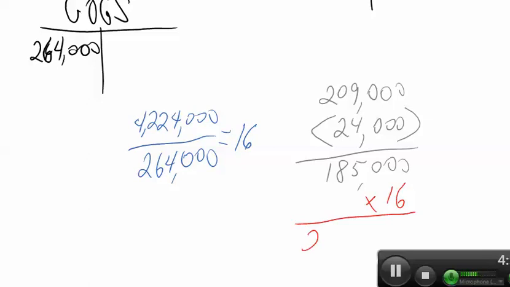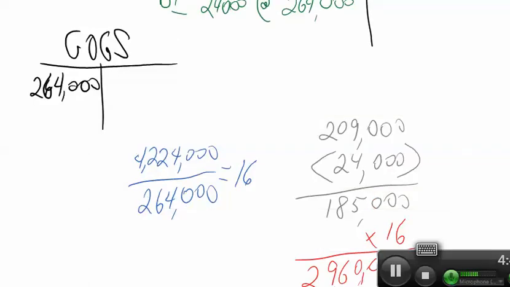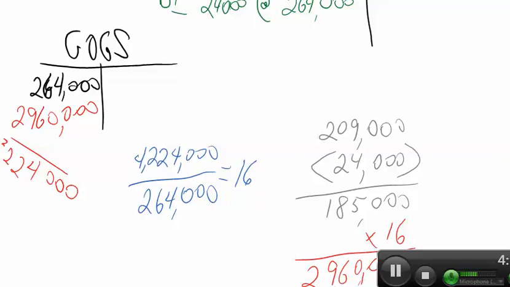So I sold, of the units manufactured, $2,960,000 worth, plus I sold that beginning inventory. So my total cost of goods sold, adding these numbers together, looks like $3,224,000. So that's the final answer.